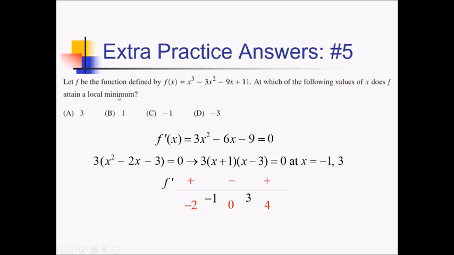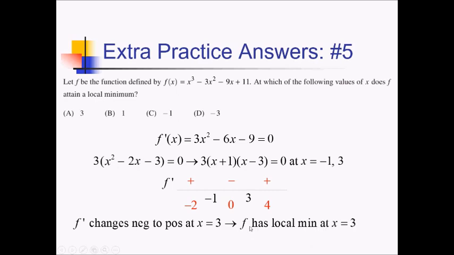Now I wanted a local min, and I notice here that f prime is changing from negative to positive at x equals 3. Therefore, f has a local min at x equals 3. So that's going to be answer choice, here it is, A.